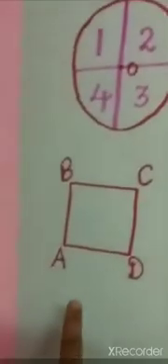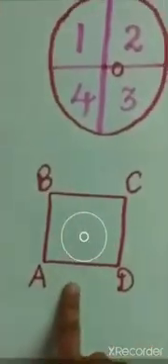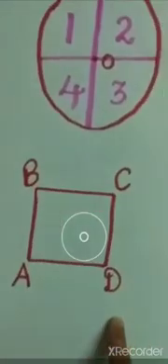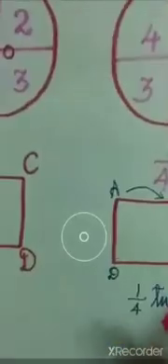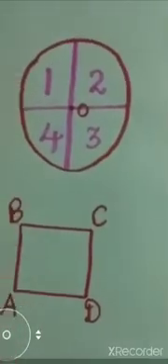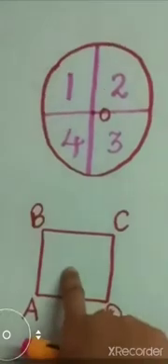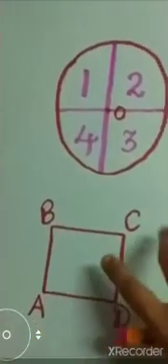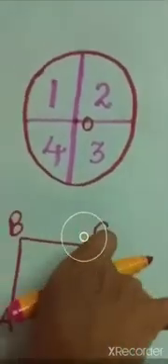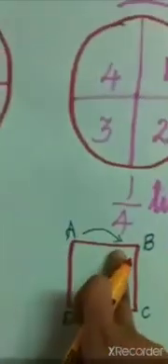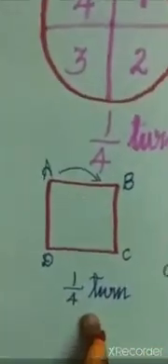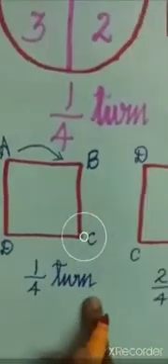Look at the second one. I'm taking this square here and giving the names A, B, C, D. Here we have 4 sides, so here also we can give 4 turns. Keeping the center, in the same way we can turn it once. So this AB turns over and comes here, and B, C, D like that. This is your first turn, so we can say it is a 1 by 4th turn.